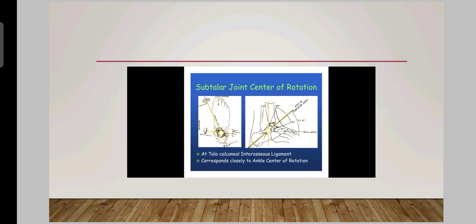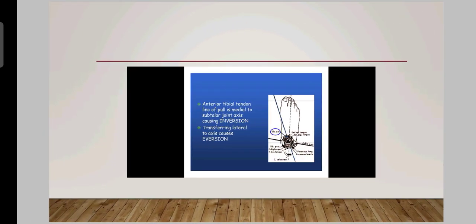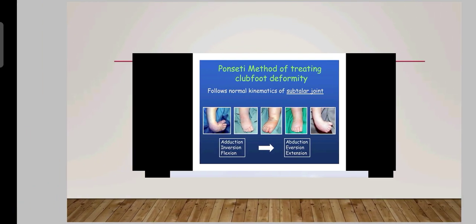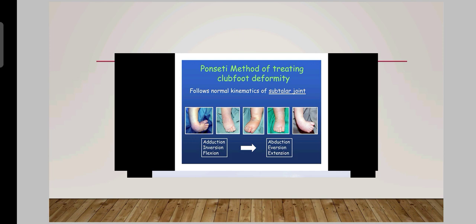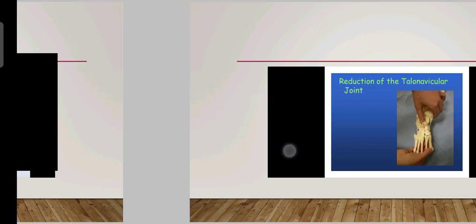And in this picture you can see the subtalar joint center of axis, through the talocalcaneal interosseous ligaments, corresponding close to the ankle center of rotation. The anterior tibial tendon line of pull is medial to the subtalar joint axis, causing inversion. Transferring it lateral to the axis causes eversion. In the Ponseti method of treating clubfoot deformity, adduction, inversion, and flexion go to abduction, eversion, and extension. So all this correction follows the normal kinematics of the subtalar joint.